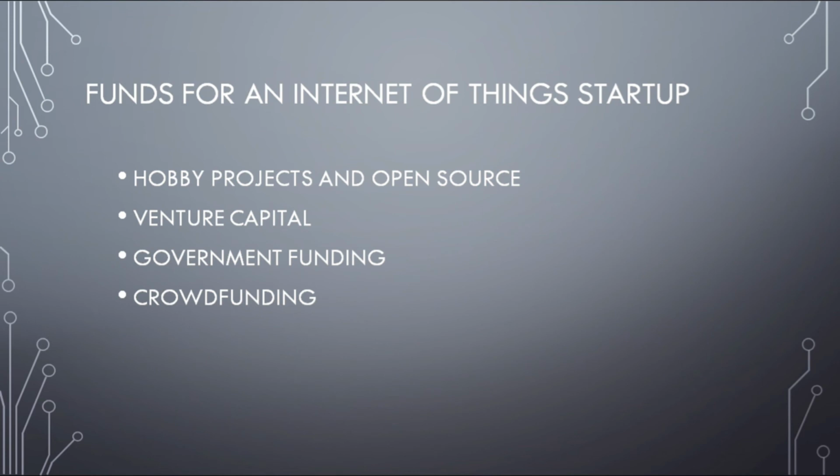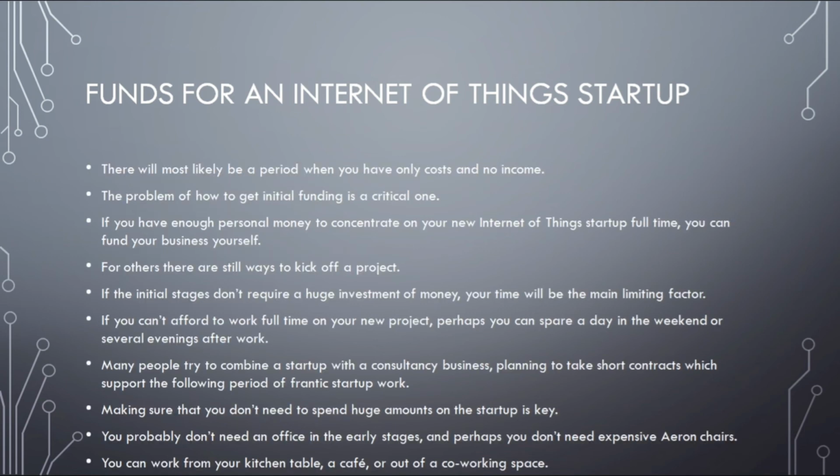The next thing to discuss is about how to get funding for your Internet of Things startup. There are 4 different ways to get funding for your project as displayed on the slide. For a successful business, future costs and revenues are to be well planned. Funding can be collected for hobby projects and open source projects.